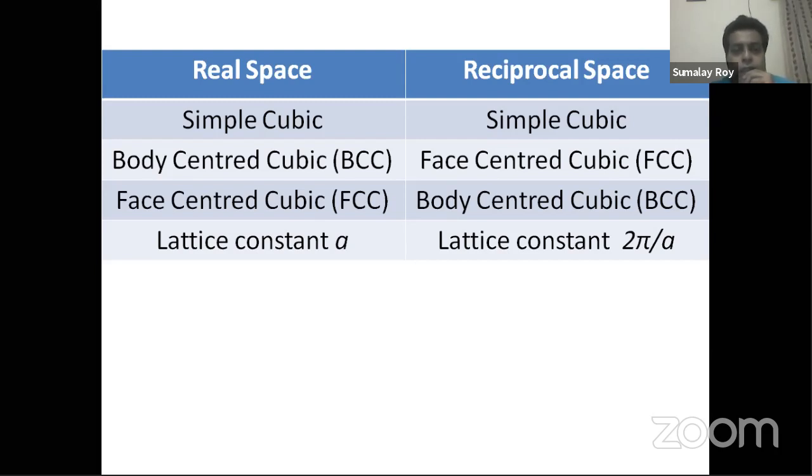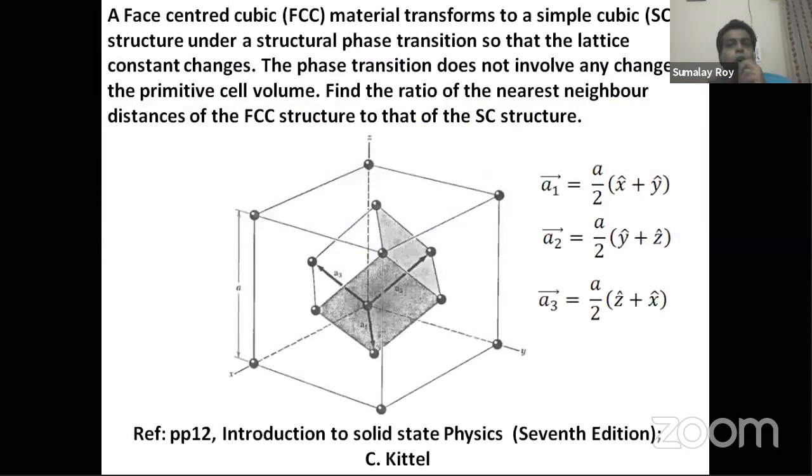The only thing is that the lattice constant in real space for all these cubic lattices, if it is A, becomes 2 pi by A. This is just one table to give you an idea of what happens in reciprocal space if I transform the cubic crystal into the reciprocal space. Okay.